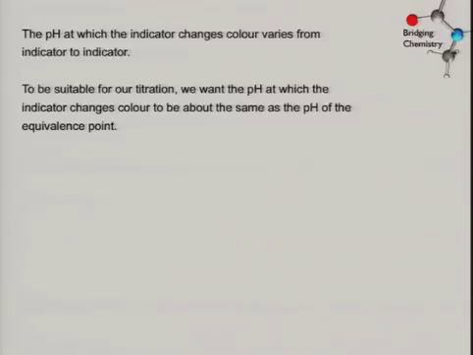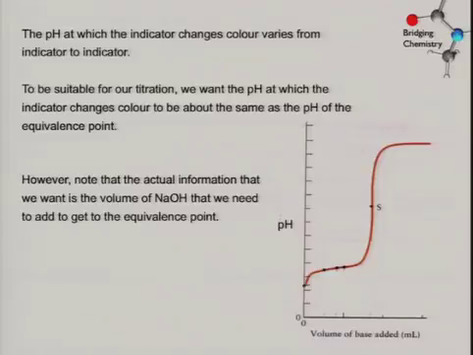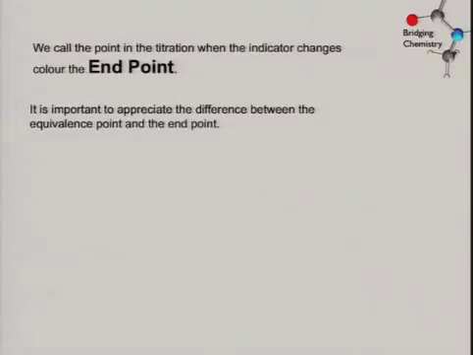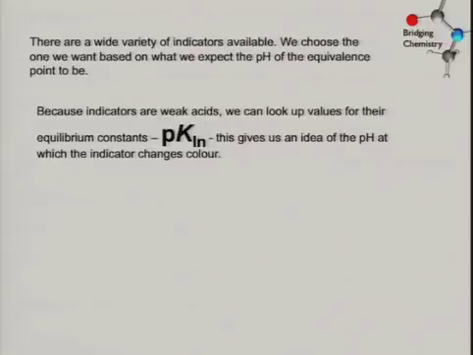And so what you can do is you can look up in a book what are called pKin values. Right? And so because they're a weak acid, then they have a Ka as well, just like any other acid. But because we call these indicators, then there's another way of talking about the K. So pKin is just the pH at which, well, it gives you an idea of what pH the solution is when the thing changes colour, right?